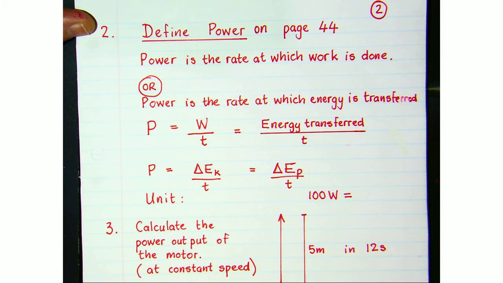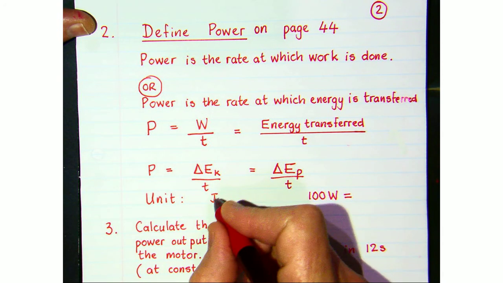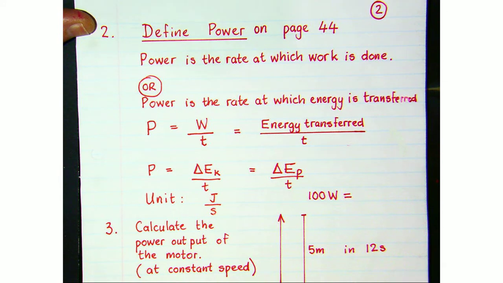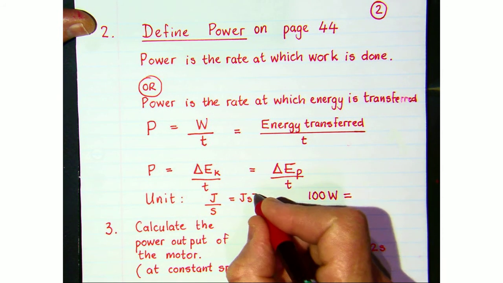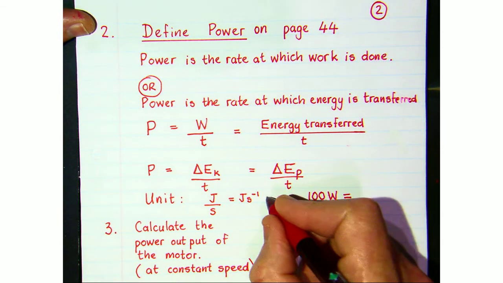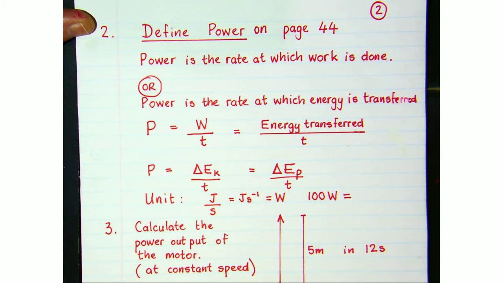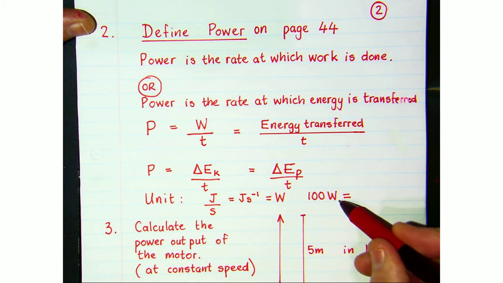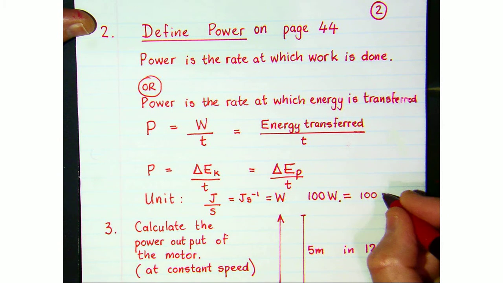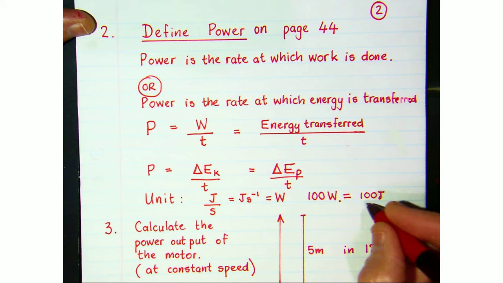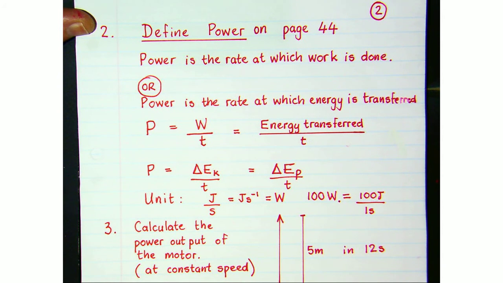So let's look at a unit for power. We said it was the joule per second, which can be written as the joule per second, and that we call the watt. So a power of 100 watts means that 100 joules of work is done every second. 100 joules of work per second.